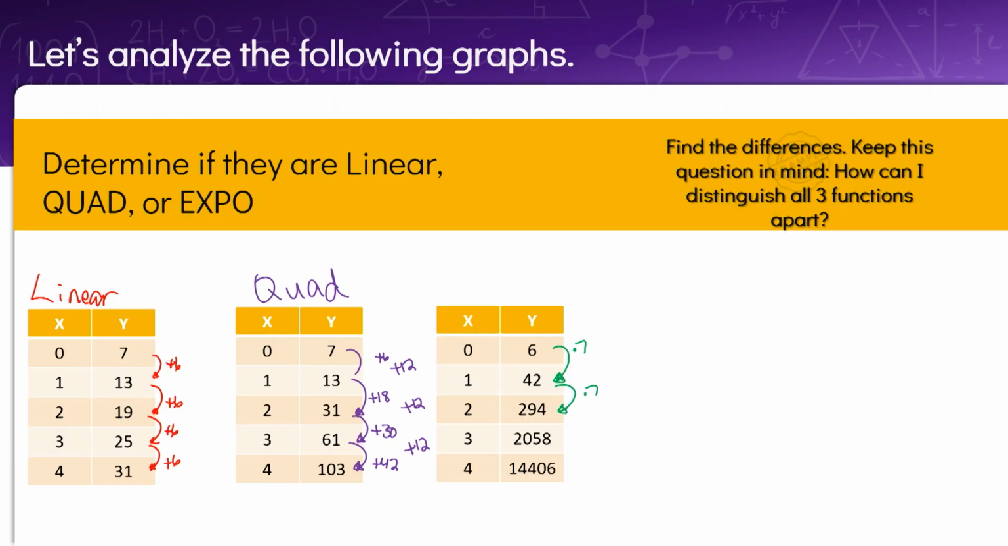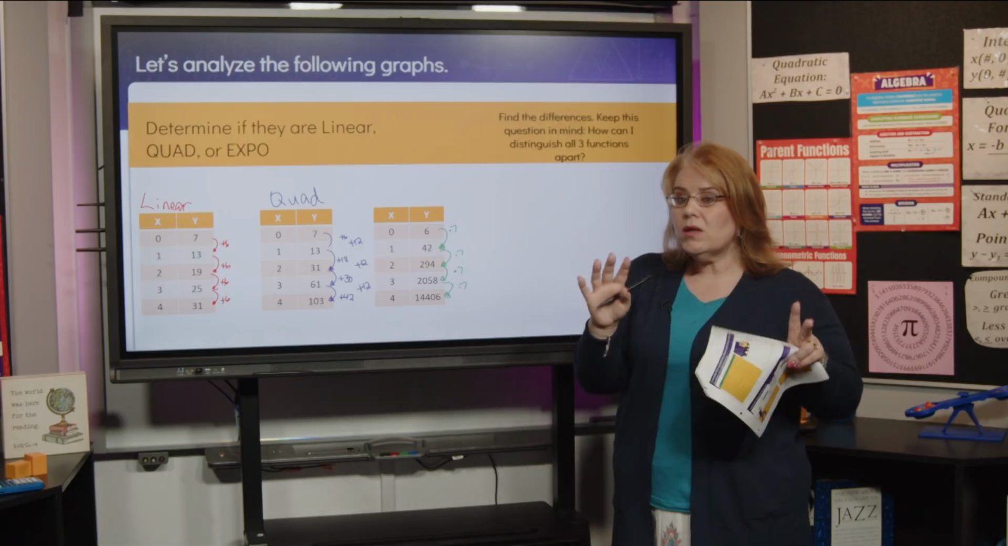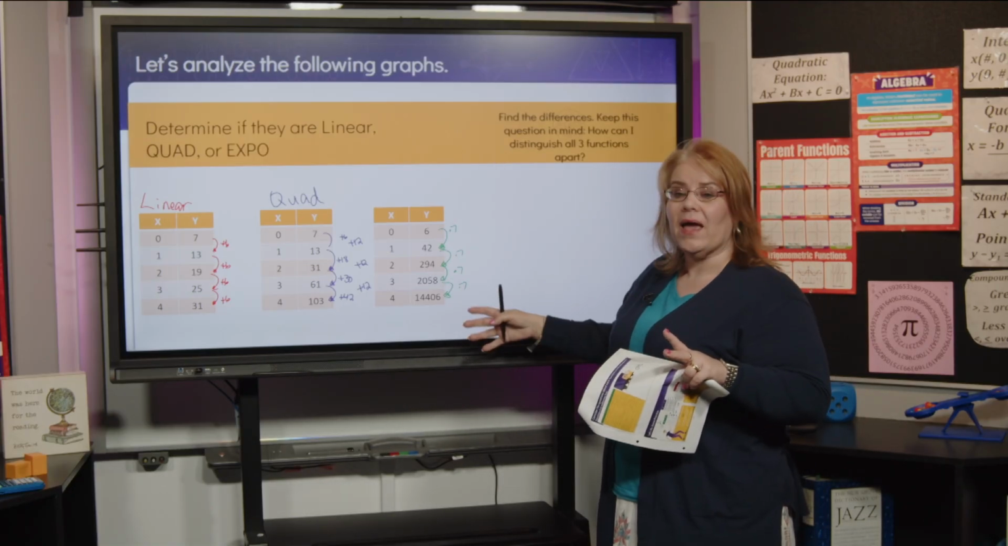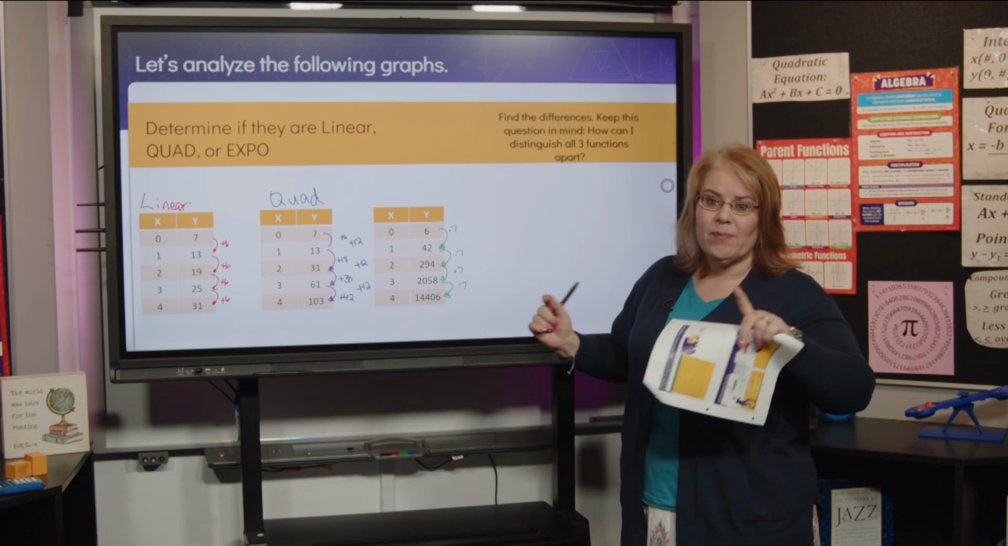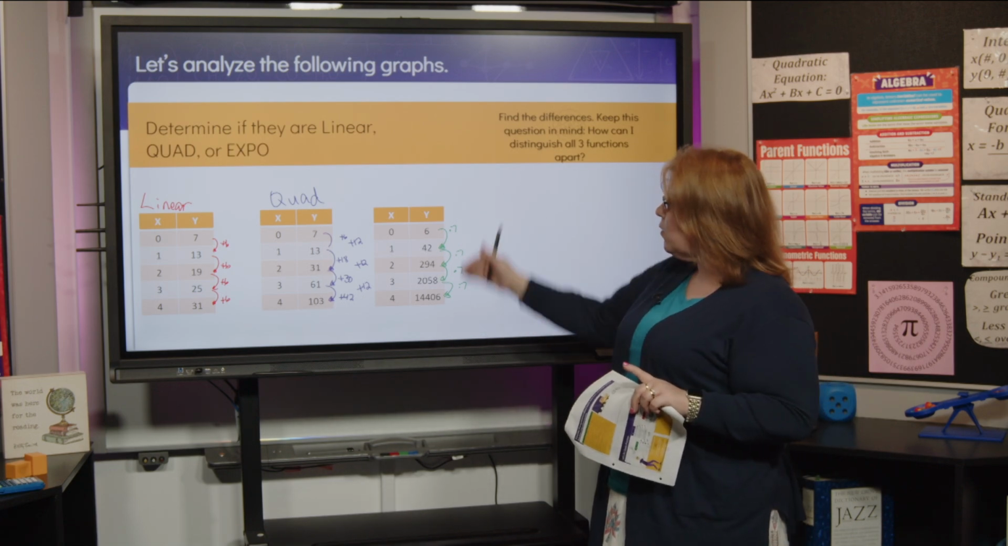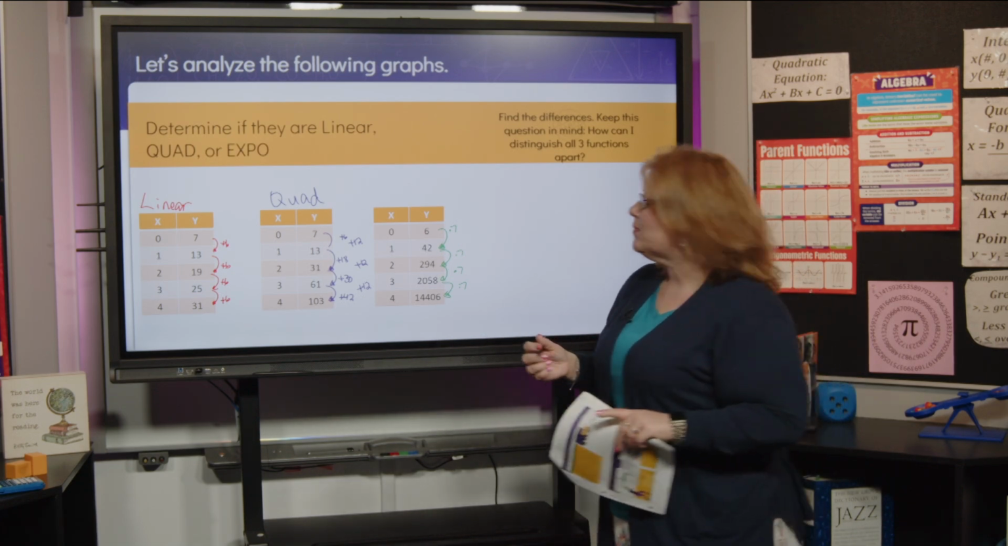Try it one more time. Take 294 and multiply it by 7 and see what you get. You get 2,058, so I'm again multiplying by 7. One more time in your calculator, put 2,058 multiplied by 7, and what do you get? Exactly right. You get 14,406. So I am multiplying by 7 is my way I'm changing, or my common ratio that I'm changing with. So what would we say this one is? It's exponential.